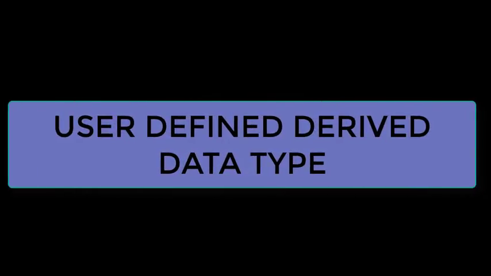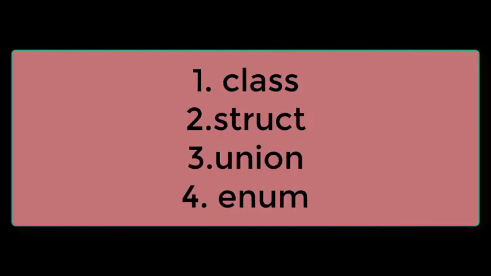There are some derived data types that are defined by the users. These are known as user-defined derived data types. They are of four types: classes, structures, union, and enumeration. Class. A class is a collection of variables and functions. The keyword is class.